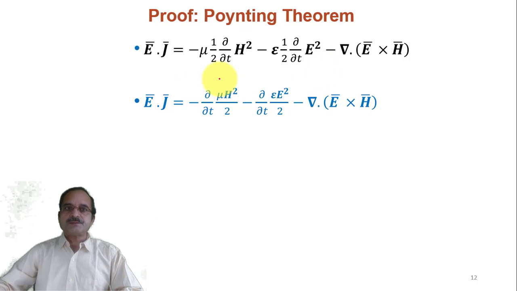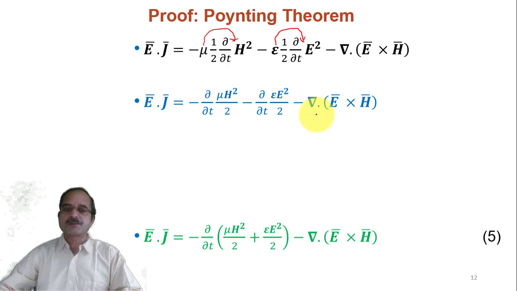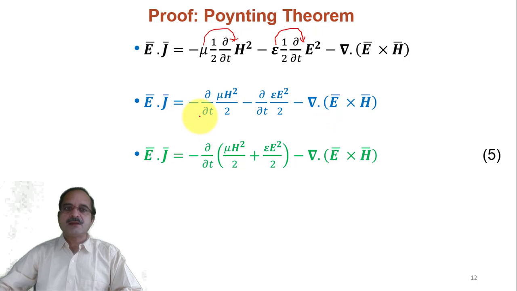Now we just rearrange this. We shift this mu here, being a constant, we can shift it anywhere. So minus d dt mu H square by 2. Similarly here we shift this epsilon, so this is minus d dt epsilon E square, minus del dot E cross H. This we can rearrange as minus d dt of mu H square by 2 plus epsilon E square by 2, minus del dot E cross H.